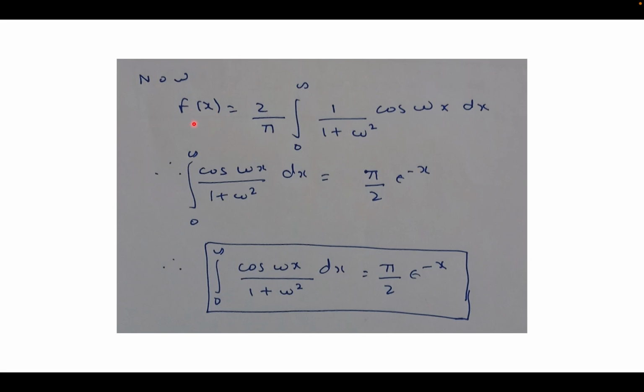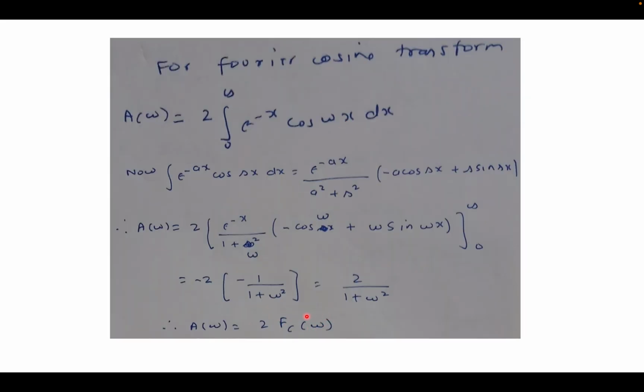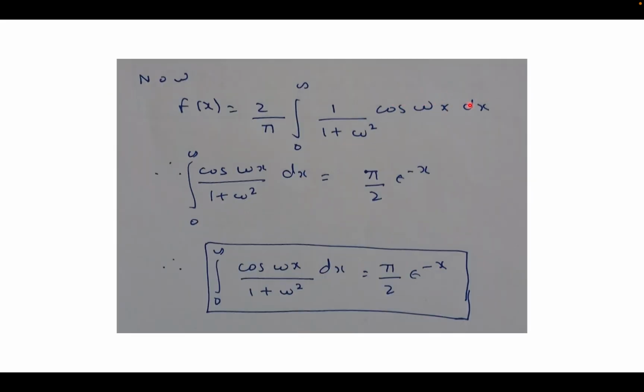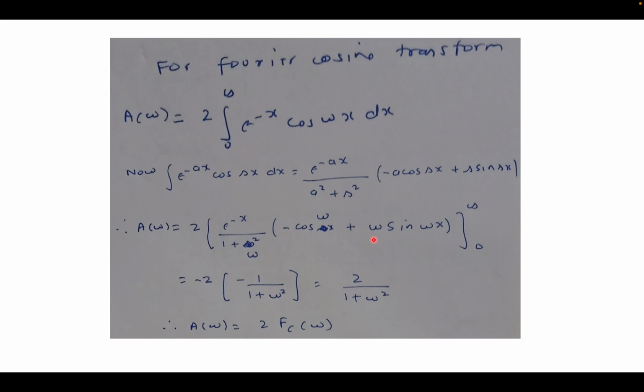So how can you write f(x) in terms of the cosine transform, right? Again, you can watch the lecture and there you will see that you can write f(x) as 2 by pi times the integral from 0 to infinity of Fc omega times cos omega x d omega. So here I am just back calculating the given function. Fc omega was nothing but A omega by 2, so A omega by 2 will be 1 upon 1 plus omega square, right?